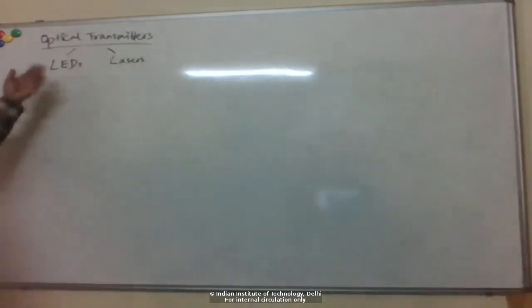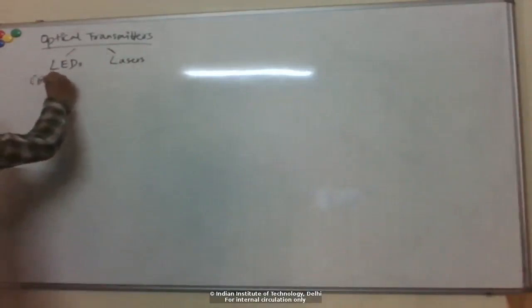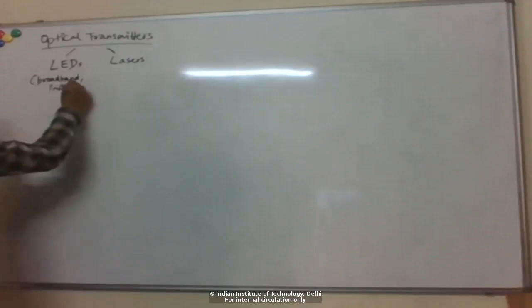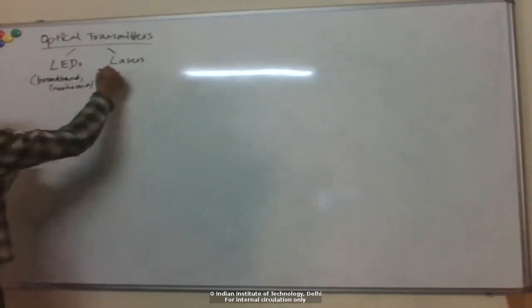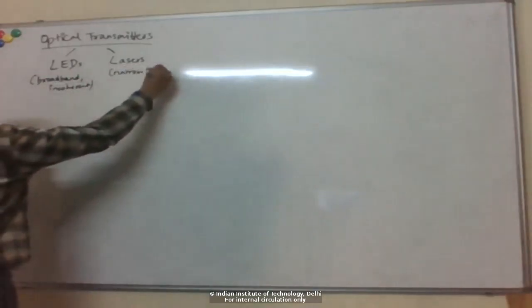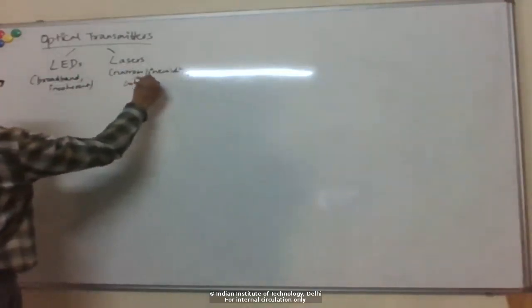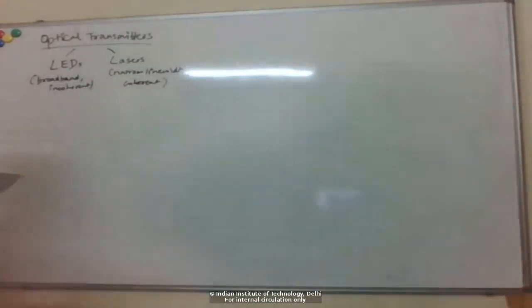Light emitting diodes are broadband and incoherent, whereas lasers are narrow line width, as you know, coherent sources with well-defined, so you could have very precise frequency and phase.